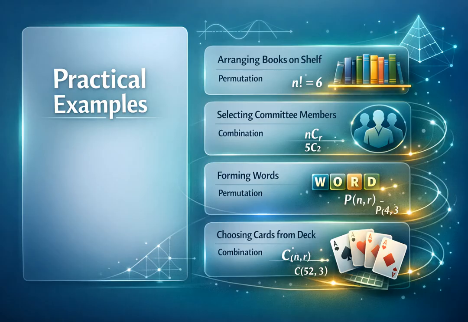Here are practical examples to distinguish them. Arranging books on a shelf, permutation, order matters. Selecting committee members, combination, order doesn't matter. Forming words from letters, permutation. Choosing cards from a deck, combination. Always ask, does changing the order create a different outcome?